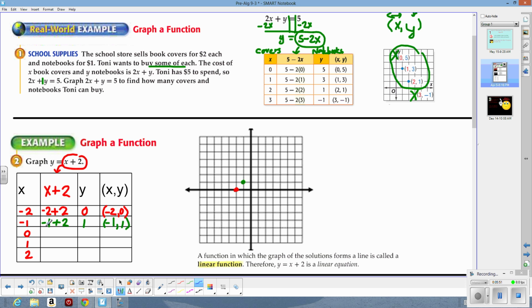Now I'm going to plug in 0 for x. 0 plus 2 is 2. So the ordered pair is 0, 2, which means I'm going to stay at the origin but then move up 2 units. Now I'm going to plug in 1. 1 plus 2 is 3. So the ordered pair is 1, 3, which means I'm going to go to the right 1 and up 3.